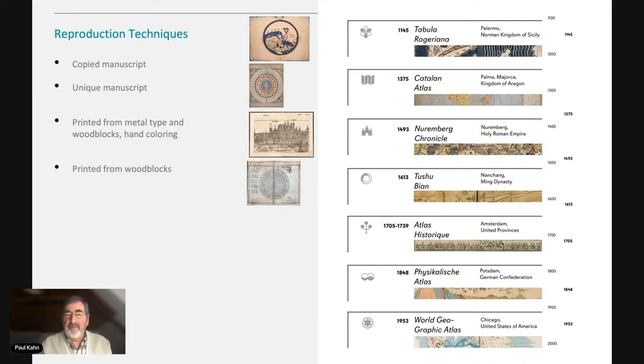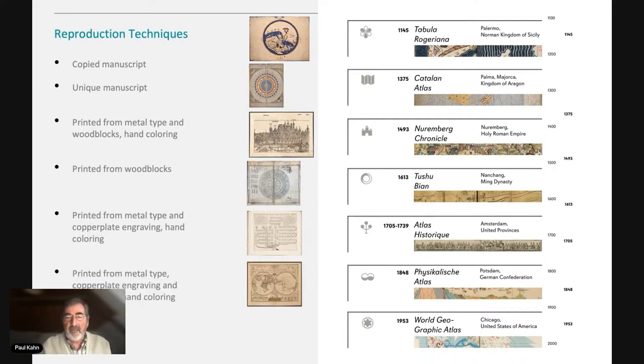This is an example of the woodblock book printing tradition that was already hundreds of years old in China at that time and continued for hundreds of years. The Atlas Historique, which was printed in Amsterdam from metal type and now copper plate engraving, which really changed things a lot, as well as hand coloring. And the Physikalische Atlas, Berghaus's book that was printed in Germany in the middle 19th century. This was printed from metal type and copper plate, but also lithography and hand coloring. And the World Geographic Atlas, Herbert Bayer's great book that was printed with metal type using multicolor offset lithography.